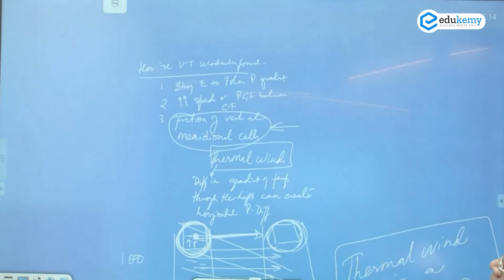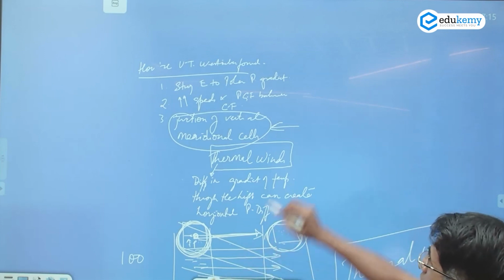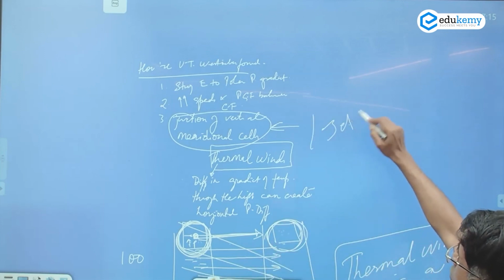How are the upper tropospheric westerlies formed? How are the geostrophic winds formed? Strong equator to polar pressure gradient, high speeds, and above the friction layer. And the junctions of the vertical meridional cells. And this is what creates the jet streams.